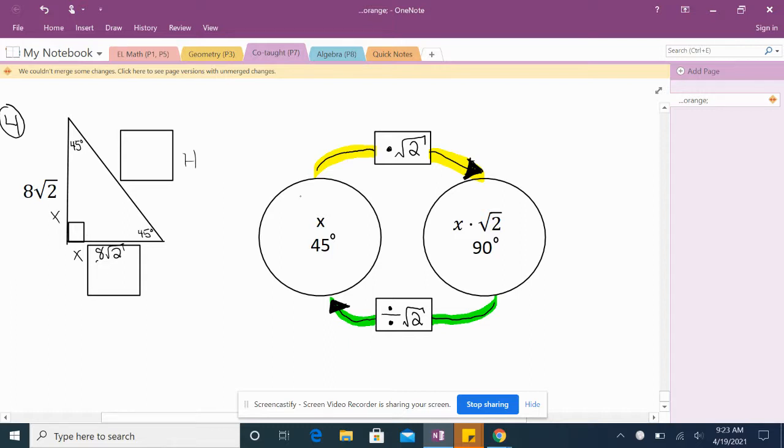So I have my leg, and I have to multiply by the square root of 2 to get the hypotenuse.